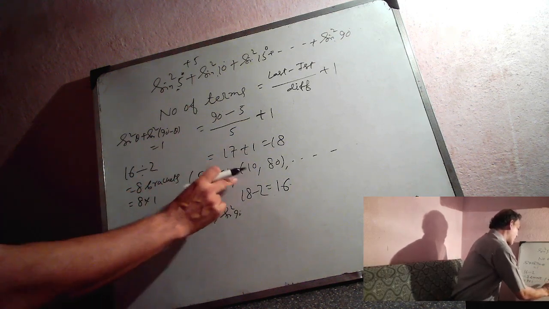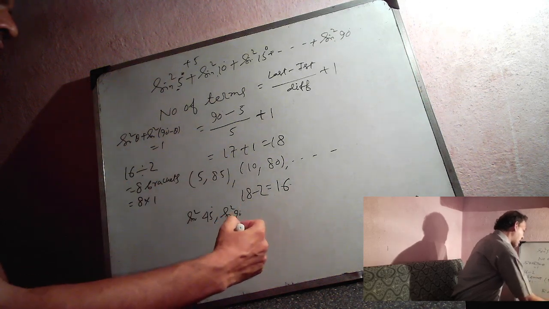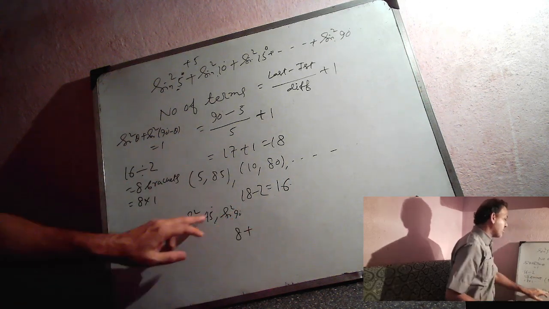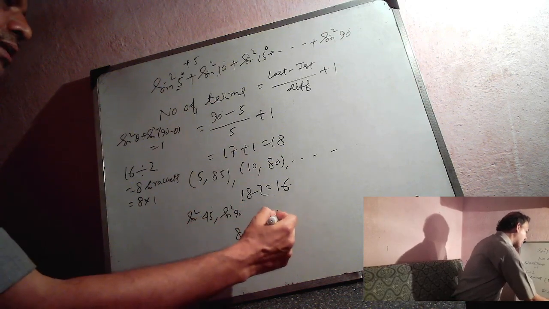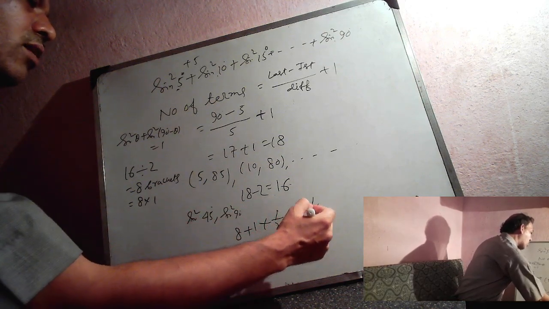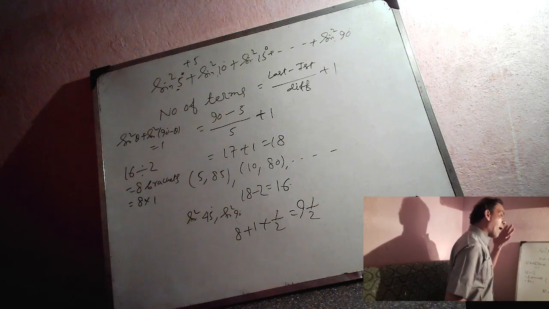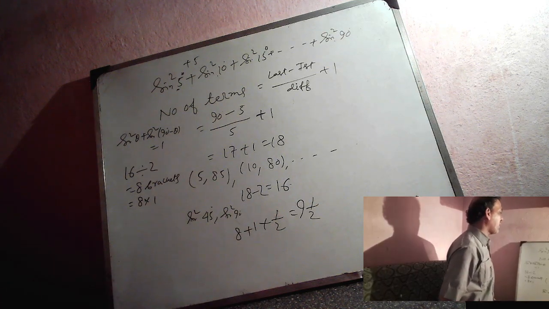So the total value is 8. Now 8 plus, we have to add these two terms, sin square 90 plus sin square 45 degree, which is half. So 9 and half. So our answer will be 9 and half. Let us try another one.